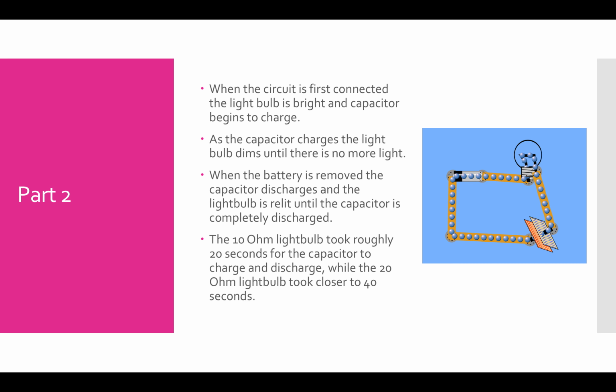So on to part two. This is dealing with a capacitor now. So when the first circuit is connected, the light bulb is really bright and the capacitor begins charging. As the capacitor reaches fuller and fuller charge, the light bulb dims until eventually there's no more light. When the battery is removed and the capacitor begins to discharge, the light bulb relights until the capacitor is completely discharged, where it once again resumes the off position.